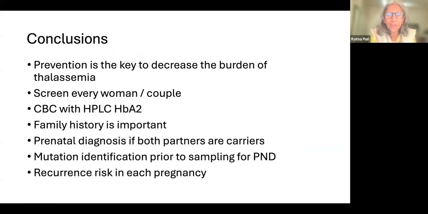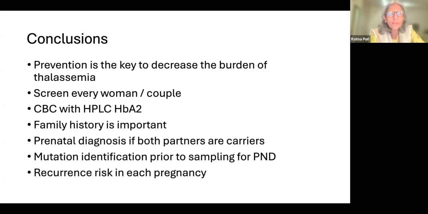So to conclude, I think prevention is the key to decrease the burden. You have to screen every woman and couple, and I think we have to spread the information. Whilst we've been talking about this for many, many years, we still haven't achieved it. Please do a complete blood count, which includes MCV, MCH, RBC count, and hemoglobin, along with an HPLC, hemoglobin A2. The family history is important.